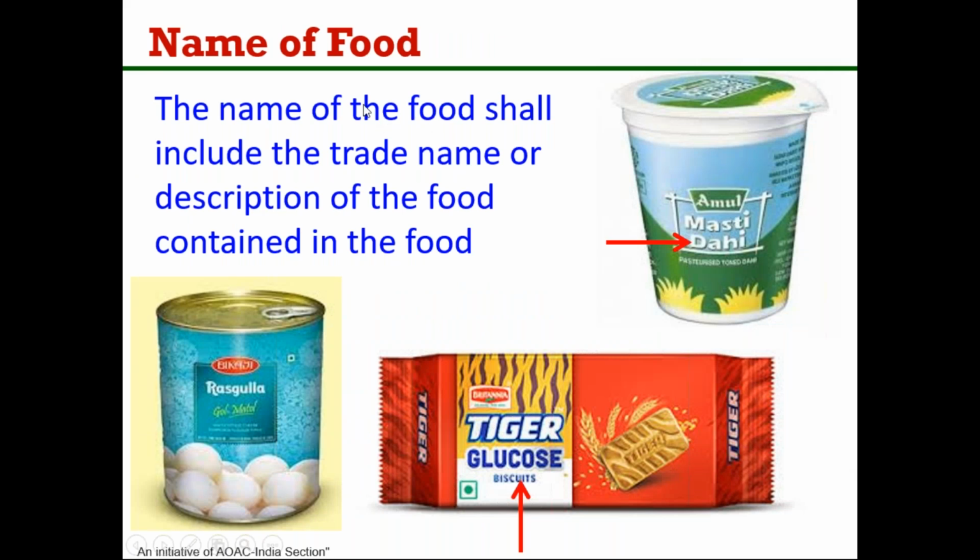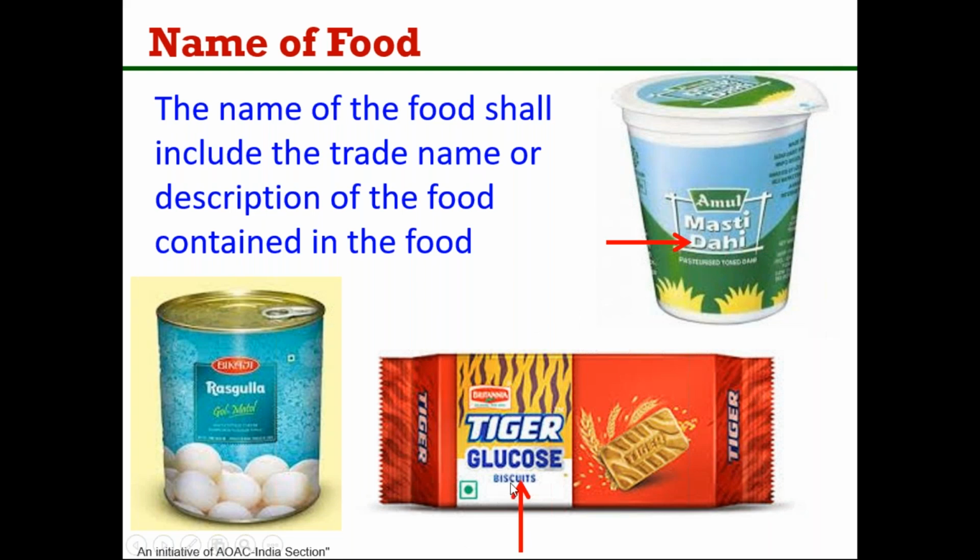Very clearly, the law says it should include the name of the food. So it should include the trade name or the description of the food. And generally, it includes one of the food products in our food product standard. So here, this is dahi. So when such a packet comes to the food lab for analysis, it is easily identifiable as dahi.